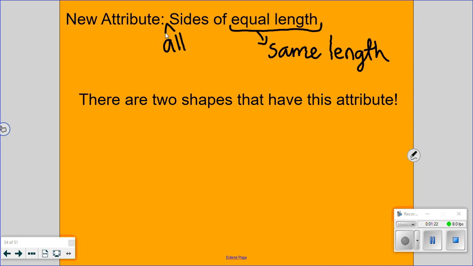There are 2 shapes that have this attribute, this rule for them to be a shape. Can you think about what those shapes might be? Anyone have any idea of what shape that might be? Emma? Square. A square is one of them.